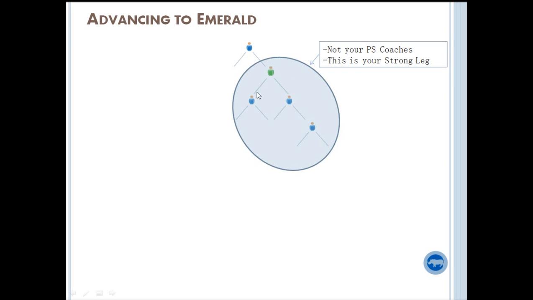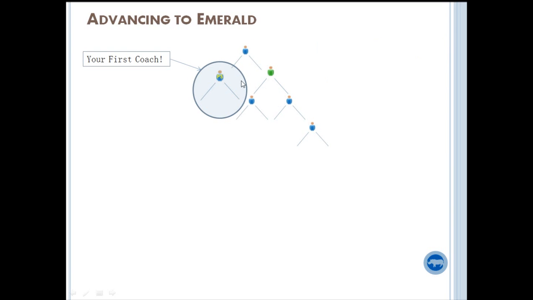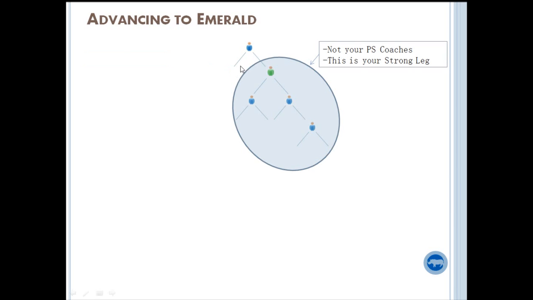So these are not your coaches. This is you right here. How are you going to advance to Emerald? You need to put a coach on this leg, and you need to put a coach on, let's go back there, this leg going down here. That coach is going to go right here, and that's going to be your strong leg or your right leg coach. And then you're going to have a weak leg coach. Let's see how that looks.